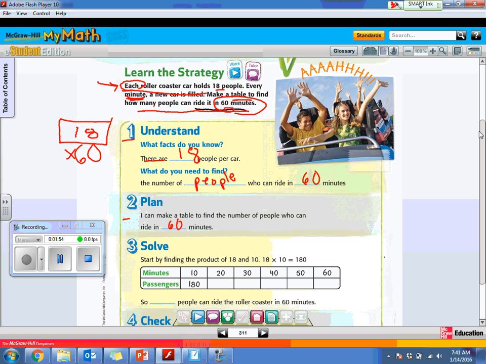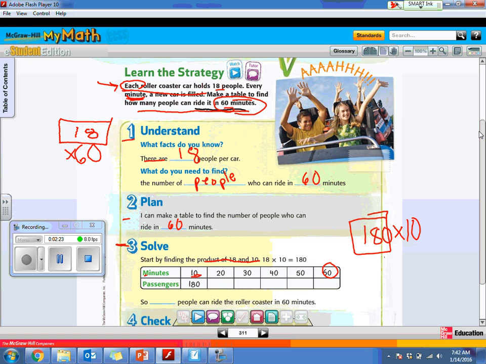So what we're going to do right here is take a look at solve. It says start by finding the product of 18 times 10. The reason we're doing that is we're going to break it down. Instead of starting right with 60 minutes, we're going to simply start with 10 minutes. If we take the 18 people in a car and multiply that times 10, because in 10 minutes we can fit 18 per minute, we know if we just add a 0 on the end, we get 180.